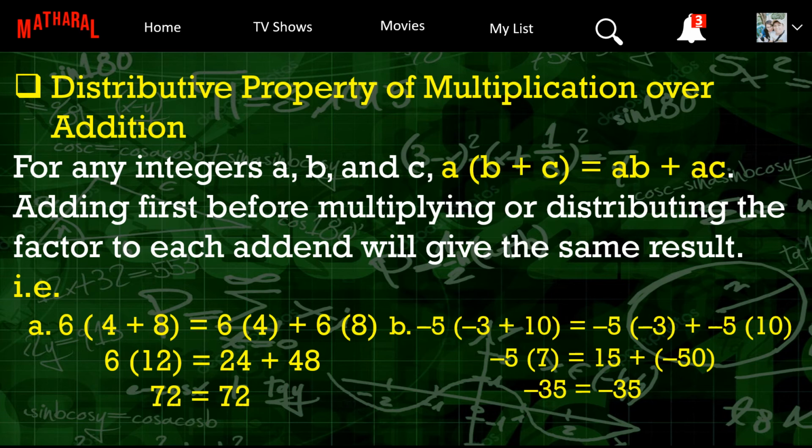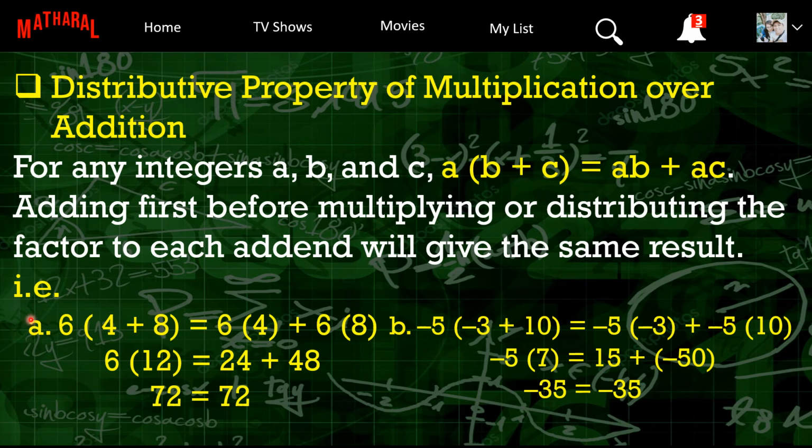In here, we have the distributive property of multiplication over addition. It says here, for any integers a, b, and c, a times the group of b plus c is the same or equal to a times b plus a times c. So, this is not just ab, it is a times b plus a times c. Adding first before multiplying, or distributing the factor to each addend, will give the same results.